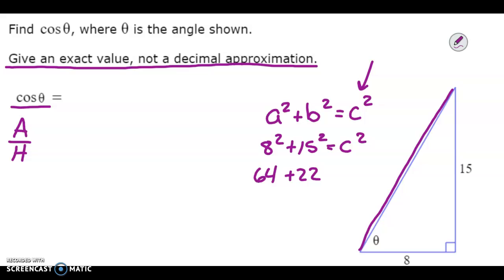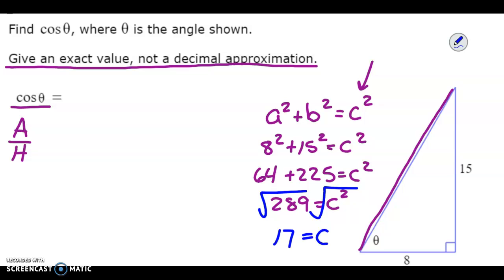225. Yeah, 225 is 15 squared, is equal to c squared. And then those two added up are going to be 289 equal to c squared. Now, when we go ahead and take the square root of that, in this instance, you're going to end up with a nice whole number for your c. That is not always going to be the case, which we're going to see in the last example. So the square root of that is going to be 17. So that's your hypotenuse. You get a nice whole number.